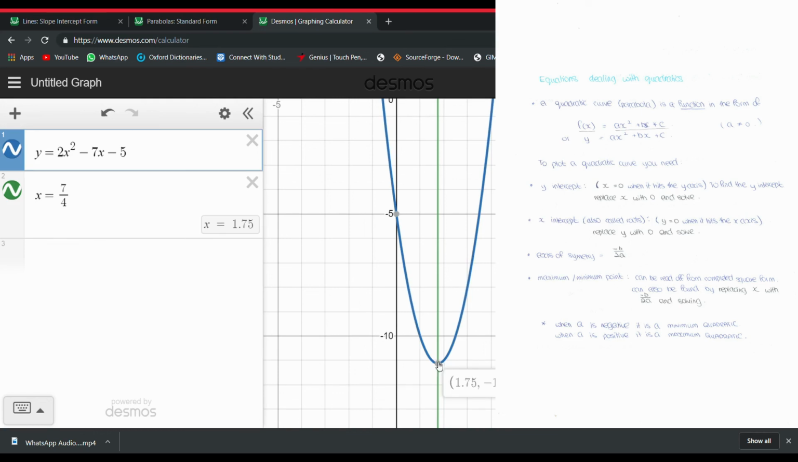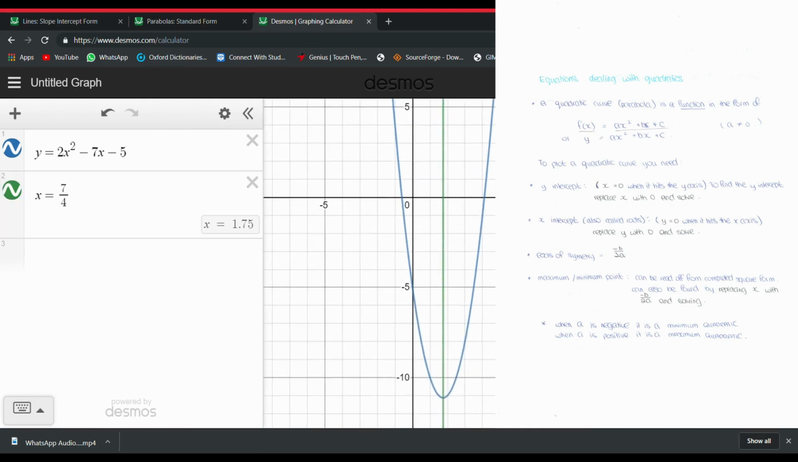Actually, I did a terrible explanation of this. When you solve them simultaneously, you get y is equal to a number, right? Then your x coordinate is this, 7 over 4, which is 1.75. And your y coordinate is whatever you got. In this case, it's negative 11 and 1/8, or that would be 89 over 8. Yeah, it'd be something like that.